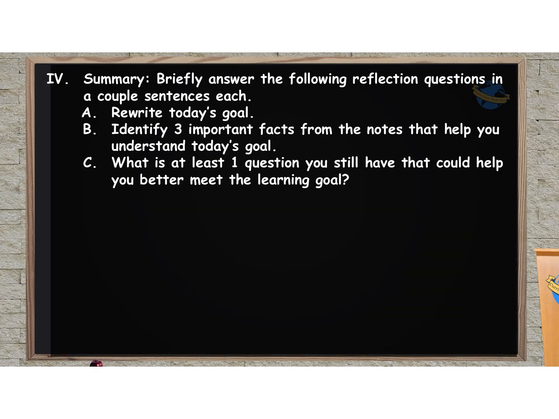All right, we've come to the end of yet another lesson. Again, as always, at the bottom of your note sheet, make sure you're rewriting today's goal. If you can do it in your own words, great. Otherwise, just write it out word for word. Then again, write out 3 important facts from the notes that help you understand today's goal. Then finally, as always, write at least 1 question you still have that can help you better meet the learning goal today.